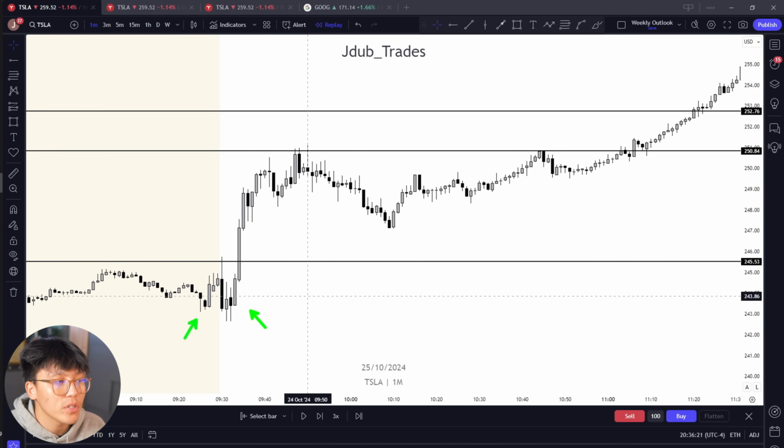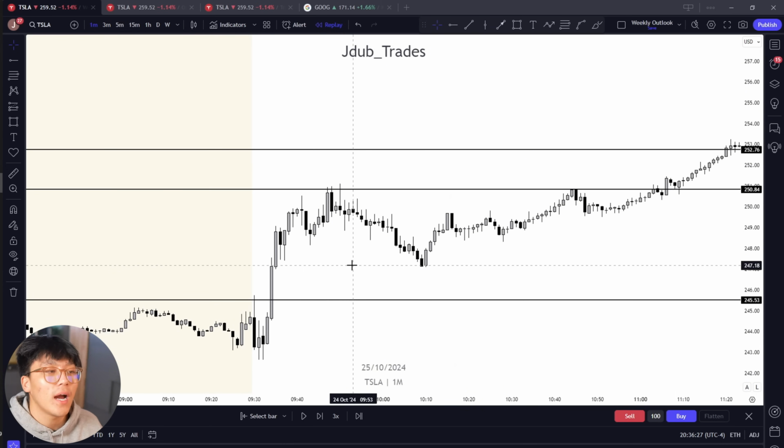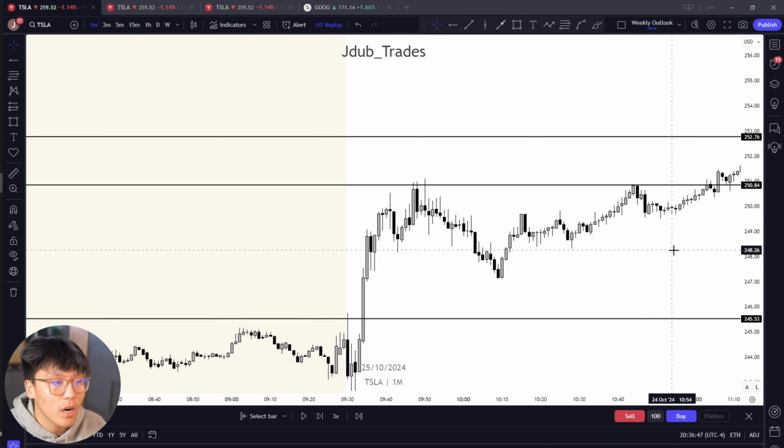I wasn't able to capture this opening play, and I'm fine with that because I know that this is an A+ opportunity. So whenever you do have an A+ opportunity, it usually gives us a few potential entry points to look for price to gravitate towards the upside.